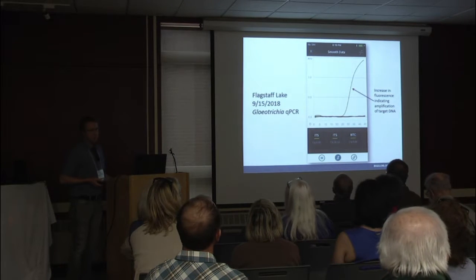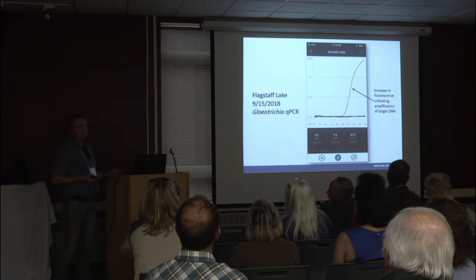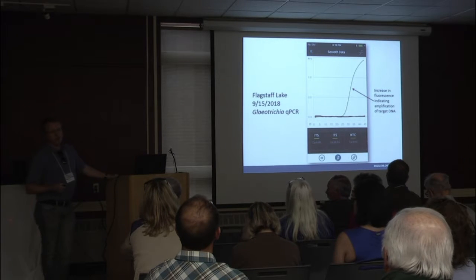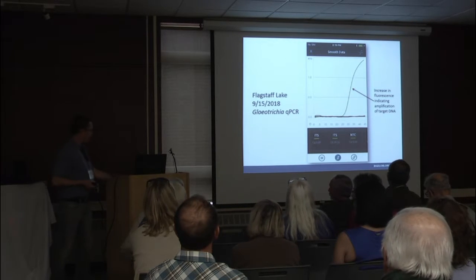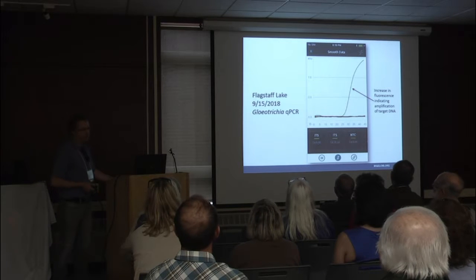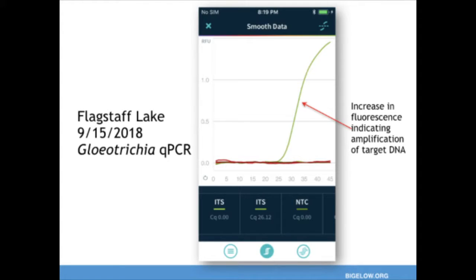So shouldn't you be standing in that if it's a toxin? Well, it was very low abundance. I mean, we didn't see a bloom going on, but questionable. We don't know enough about it yet. And again, this is what our sample from Flagstaff looked like, and this big, strong exponential curve indicates a positive result for Gloeotrichia. Did you expect that? I didn't know. Had no idea.